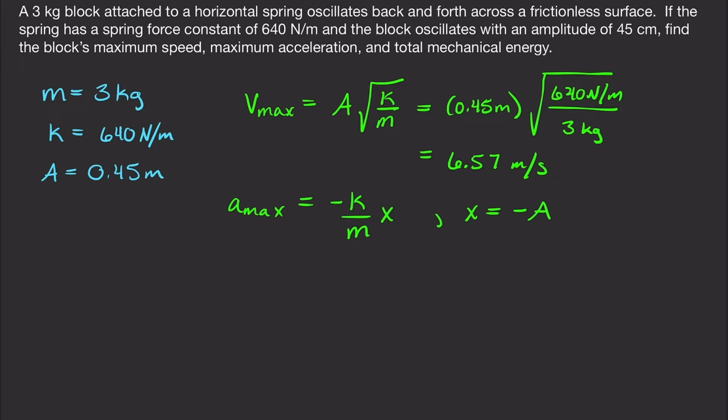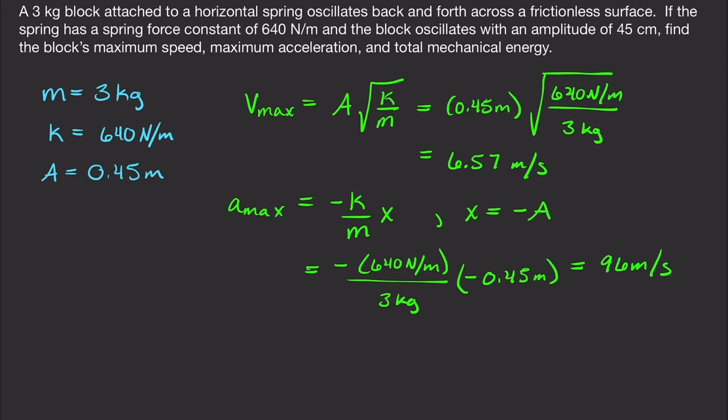So when we plug that in, we get minus 640 newtons per meter over the mass, 3 kilograms, and minus 0.45 meters for the amplitude. And that gives us 96 meters per second squared.